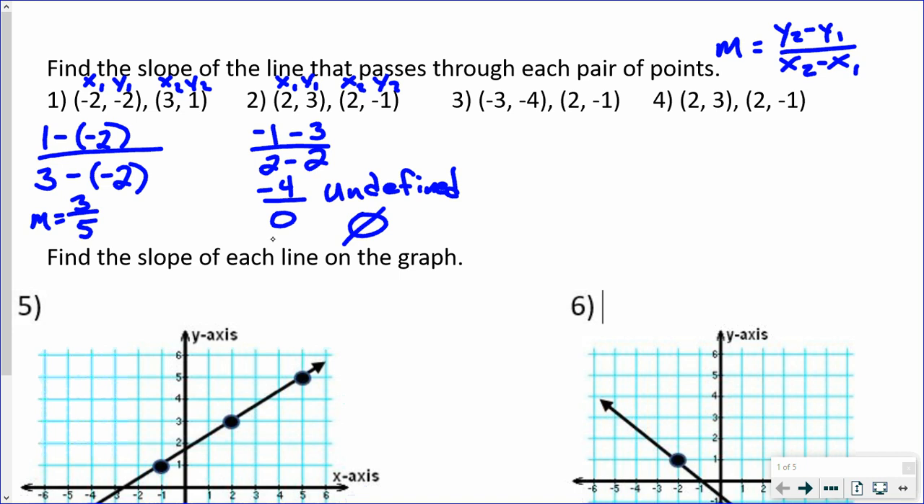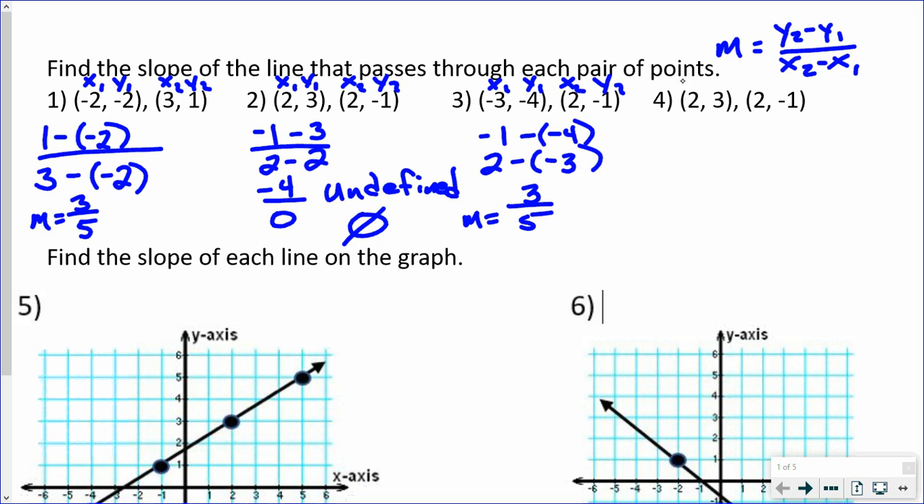Remember, this is actually a vertical line. So a vertical line has an undefined slope. If you're not sure if it's undefined or if it's 0, do negative 4 divided by 0 in your calculator, and it'll give you an error. That tells you it's undefined. All right, so here we go, x1, y1, x2, y2. So I have negative 1 minus negative 4 over 2 minus negative 3. So that comes out to 3/5, and so the slope is 3/5. Just so happens to be the same as number 1.